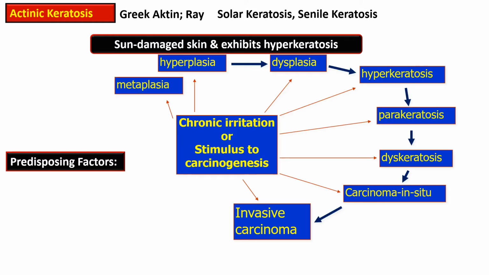The series of events that occur after chronic stimulation or chronic irritation follow the same pattern as occurs anywhere else in the body. For the epithelial malignancies, there is dysplasia, hyperkeratosis, parakeratosis, dyskeratosis, and development of carcinoma in situ that can lead to development of squamous cell carcinoma of the skin.